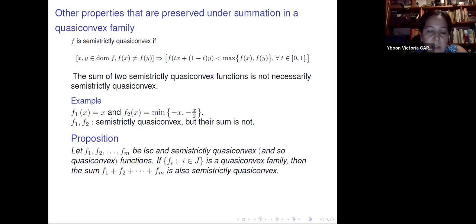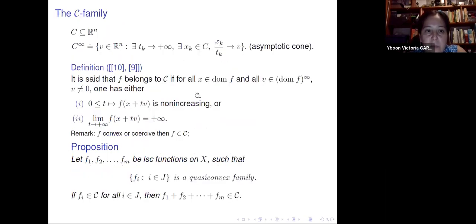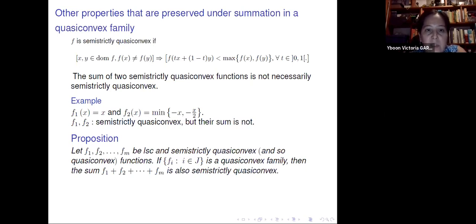The first one is about semi-strict quasi-convexity. So I recall the definition. F is semi-strictly quasi-convex if we have this implication. This is quasi-convex, but a little more. We have this: if f(x) is different from f(y), then we have this strict inequality. The sum of two semi-strictly quasi-convex functions in general is not necessarily semi-strictly quasi-convex. Okay, we can see this example. F1 is the identity, F2 is the min of minus x and minus x. We have that these two functions are semi-strictly quasi-convex, but the sum is not.